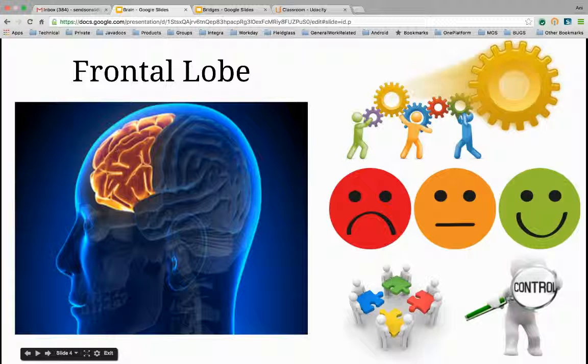Let's first start with the frontal lobe. The frontal lobe is located in the front of your brain. This part of your brain is the biggest functioner. It controls your emotions, it helps solve problems and puzzles, and it helps you with language.